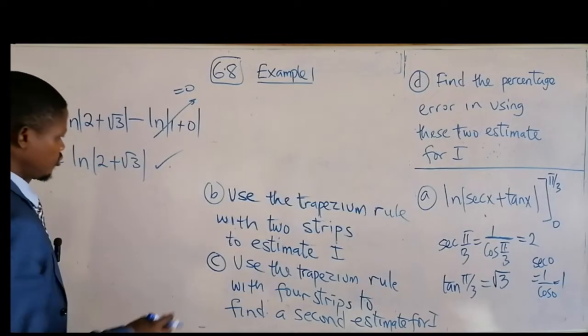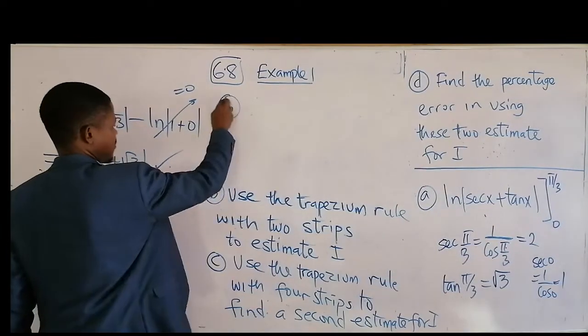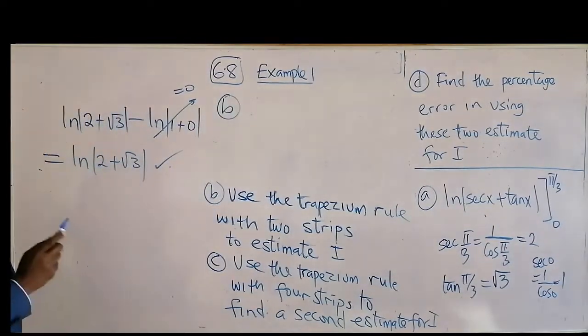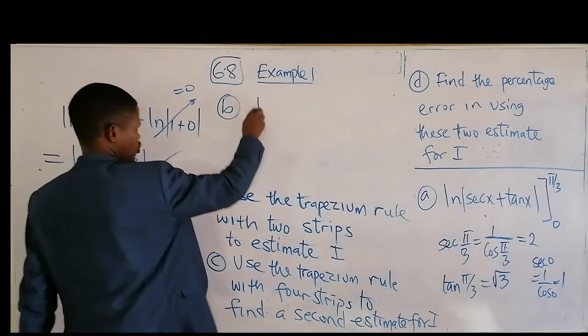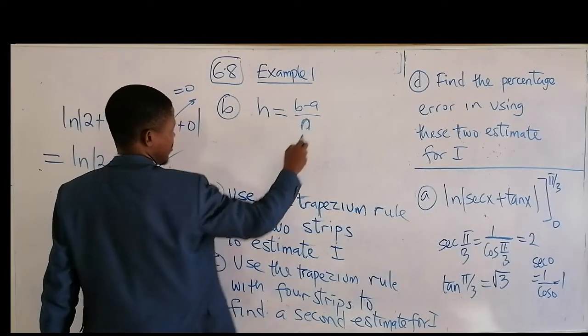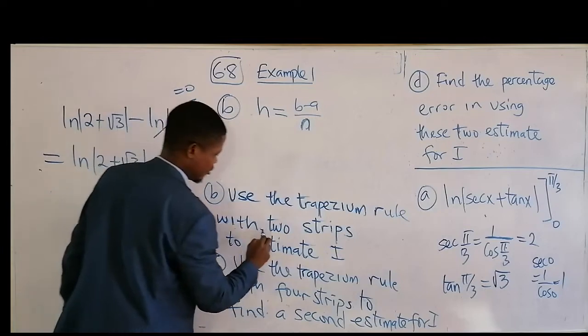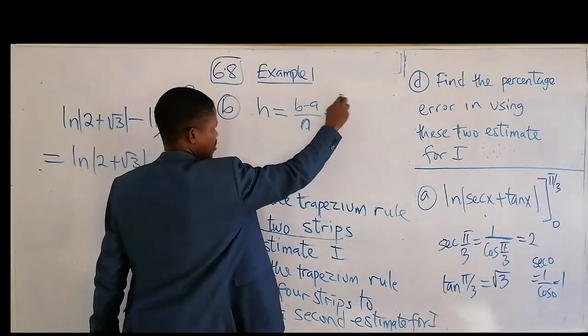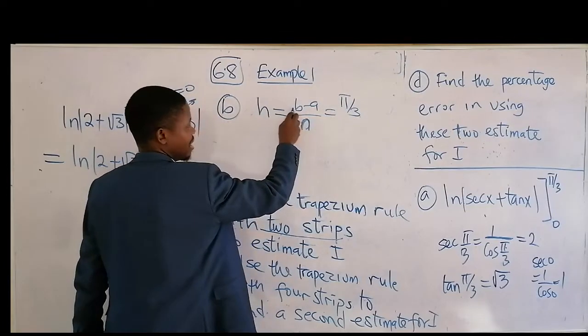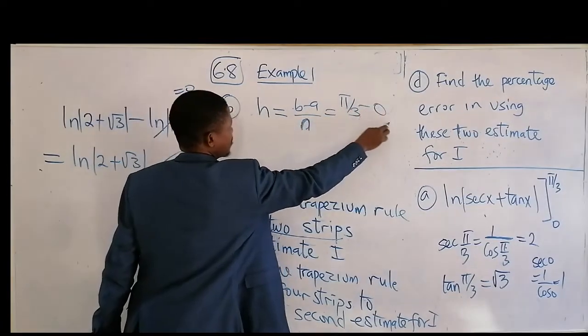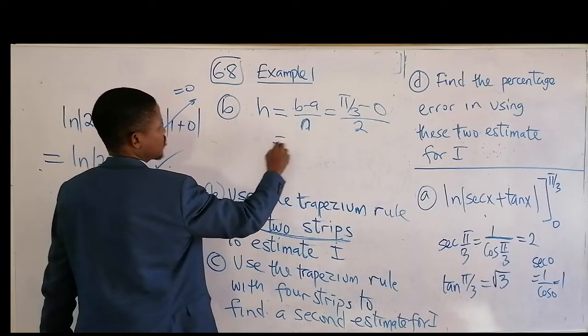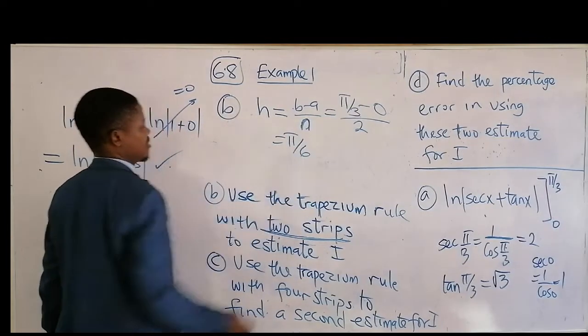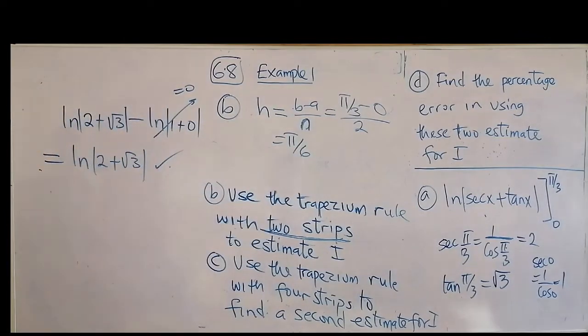Then the next question is the b part. The first thing we do in the b part is to find h, which is over n. My n in this case is the 2 strips. So that will be pi over 3, which is my b, the upper boundary, minus a, the lower boundary, all over 2. This will give us pi over 6. So h is the interval, the increments.